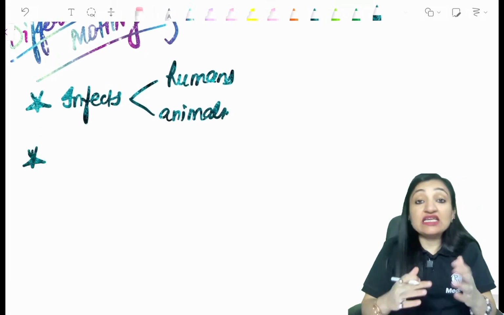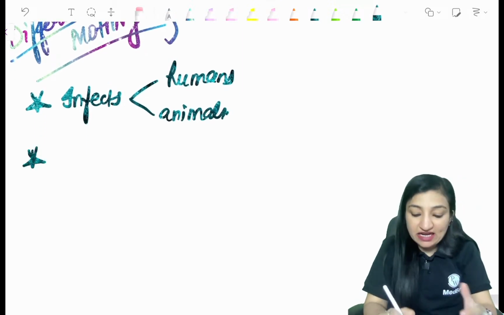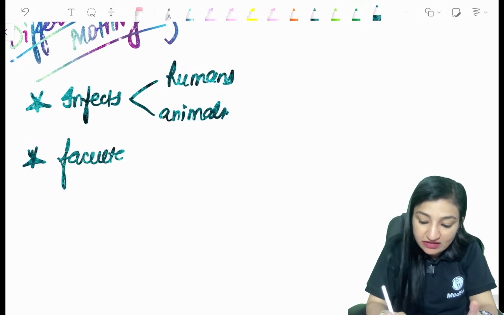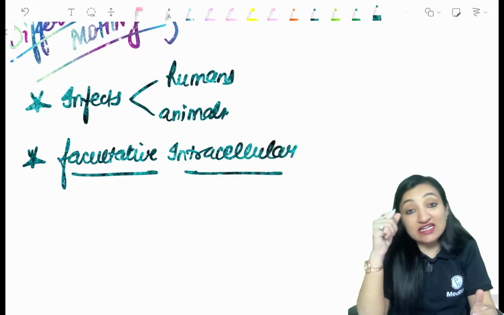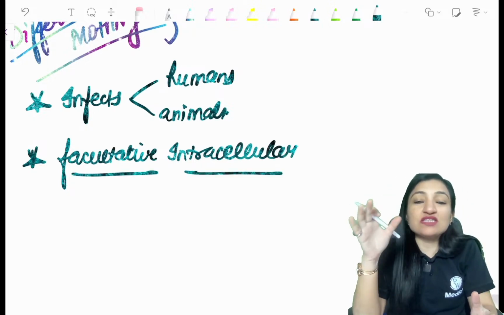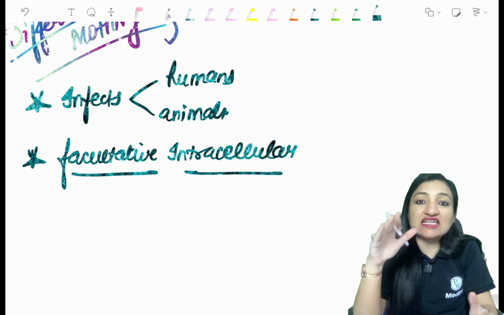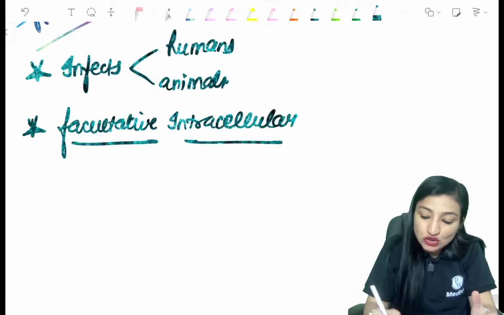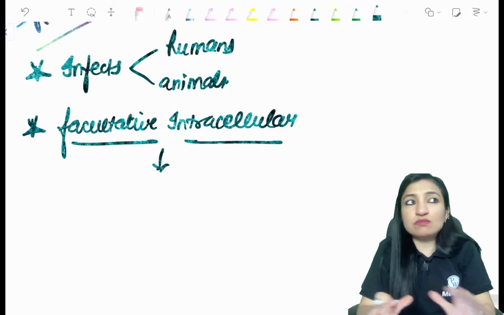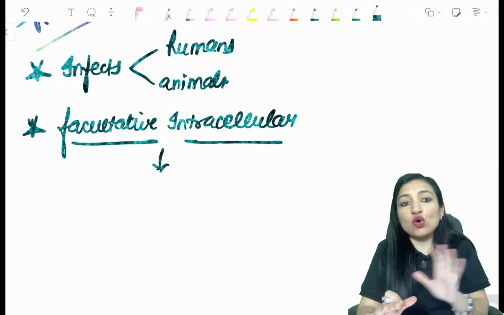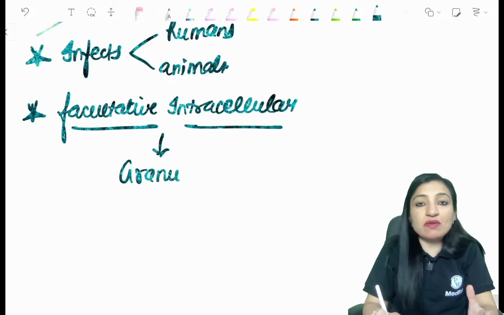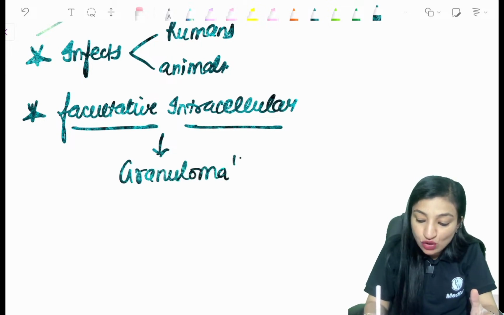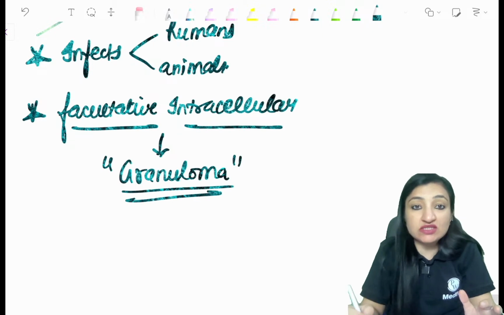Okay, and then another unique feature of this organism is that it is facultative intracellular. That is, it has got the luxury or the privilege to survive both outside the host cells as well as inside the host cells. And such organisms which are intracellular, be it obligate or facultative intracellular, most of them are notorious for inducing the formation of granuloma in the infected host tissues.